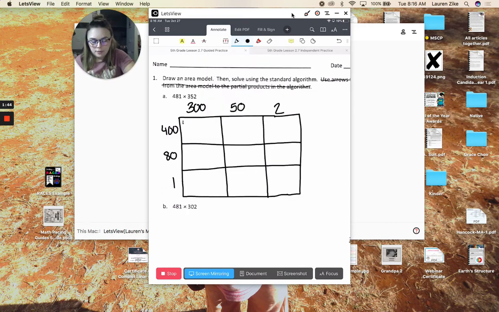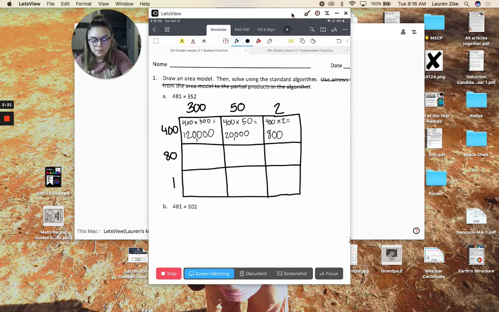So we have 400 times 300. We know that 4 times 3 is 12, and we add our 4 zeros to the end, and we get 120,000. We have 400 times 50. We know that 4 times 5 is 20, and we add 1, 2, 3 zeros to the end. And we have 400 times 2. We know that 4 times 2 is 8. We add our 2 zeros and get 800.